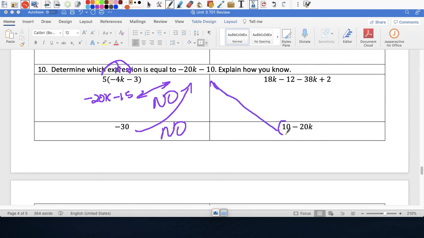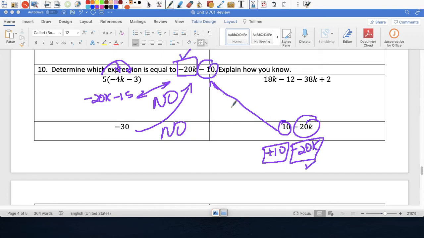Well, this is a positive 10. And this is a minus 20k. This one is negative 20k, so that's check and check. This one is negative 10, and this one is positive 10. So this is a no and a no. So this is not the same.